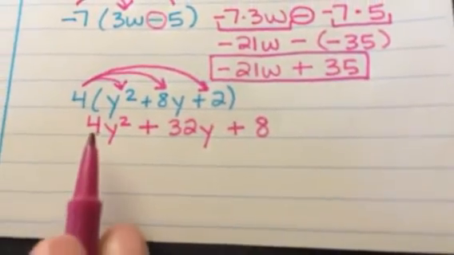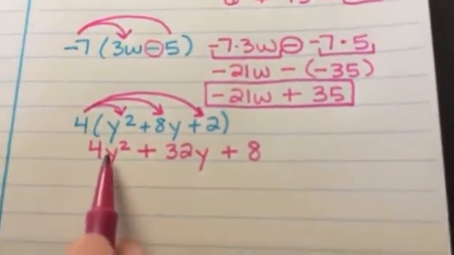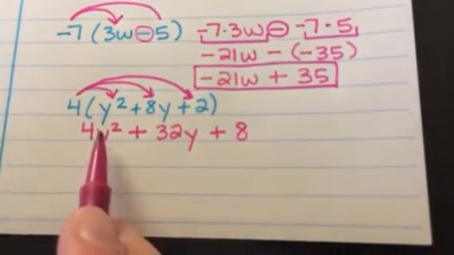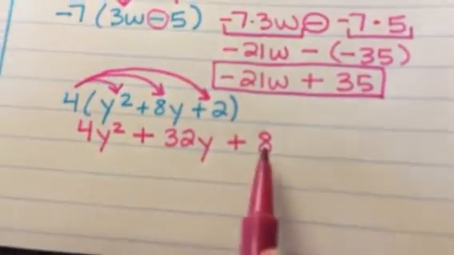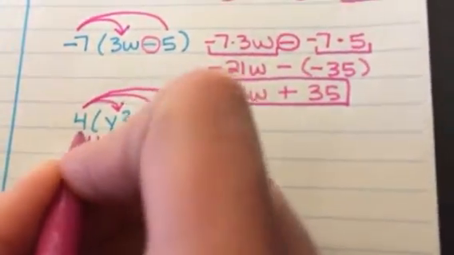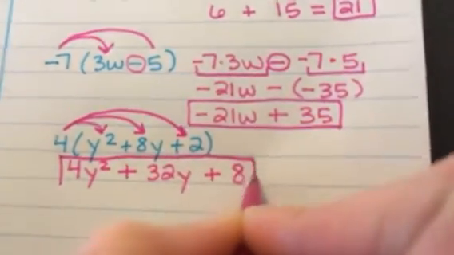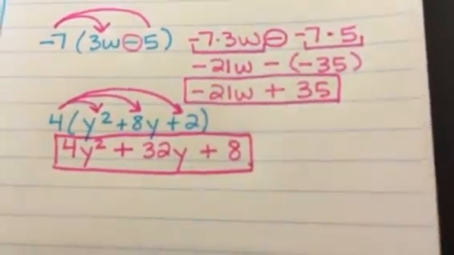And for now, this is our final answer because each number has a different variable part attached to it. This has a y squared, this has a plain y, and this has, well, this is just 8. So this is our final answer. And we're going to move on.